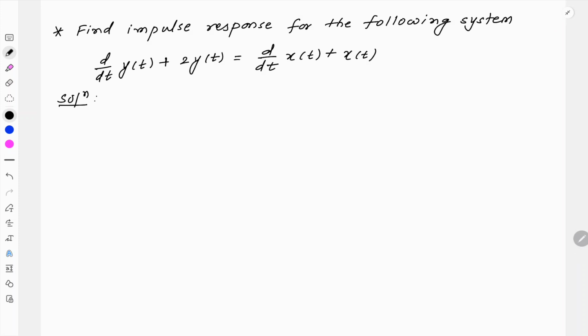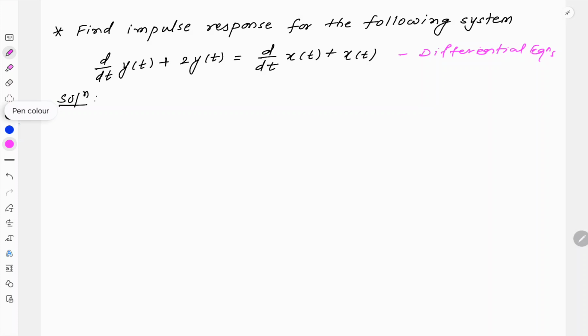Find the impulse response for the following system, which is defined by a differential equation: d/dt of y(t) plus 2y(t) equal to d/dt of x(t) plus x(t). Such equations are called differential equations. From this differential equation, we are supposed to find the impulse response. To do that, first of all, we need to find the frequency response. So ultimately our aim is to find h(t).